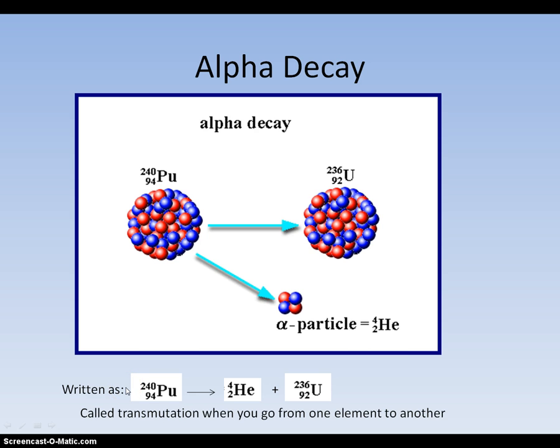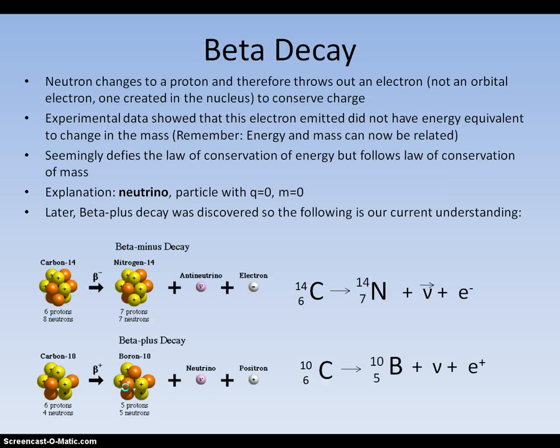So that's alpha decay. Now beta decay is a little bit more complicated, and how we discovered it, so I'm going to go through the experimental data on how we discovered it. What we notice is that neutrons could change into protons. So if a neutron changes into a proton, it has to have a net positive charge. So the nucleus actually throws an electron out of the nucleus of the atom in order to conserve charge, right?